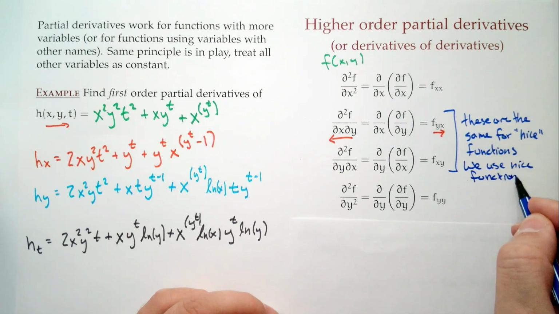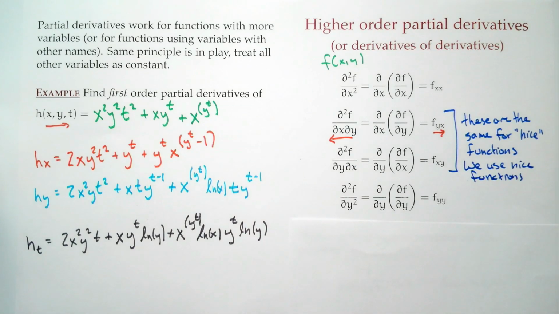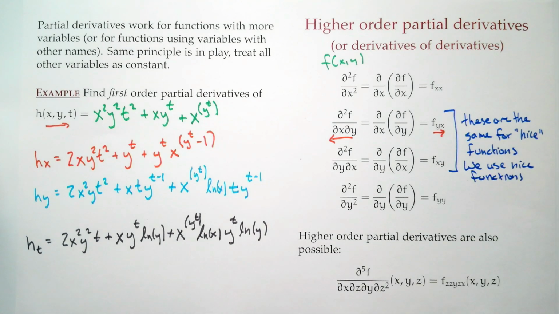Okay. Now you might say, okay, well that's the second order derivative. Can you go higher? And the answer is sure, of course you can. You can go as far as you like. So you can also, for example, take the fifth derivative of partial z squared, partial y, partial z, partial x, okay? Or as you say, f sub z z y z x of x, y, z.